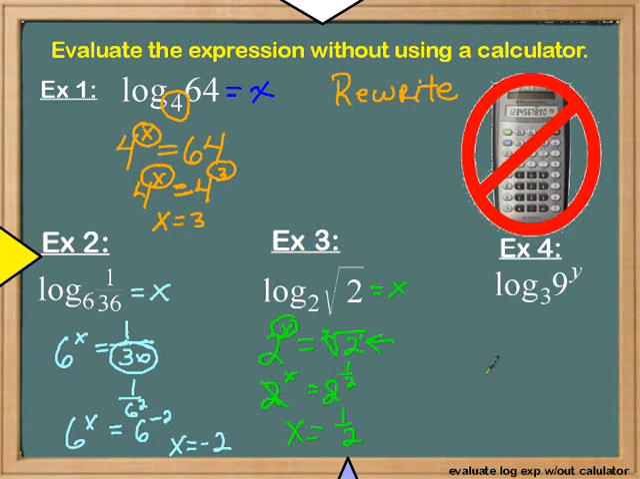Example 4. Log base 3 of 9 to the y power. Let's see what we're going to do here. We're going to set this equal to x and do a rewrite. 3 to the x equals 9 to the y. Let's carry on like we've been doing with all the other problems. Take that 9, change the base to 3. 3 squared represents the number 9. I still have the 3 to the x, and don't forget that the y is still in the problem. I'm already done. Cross out those 3's.